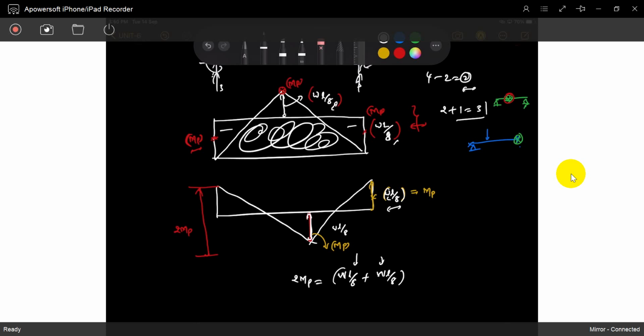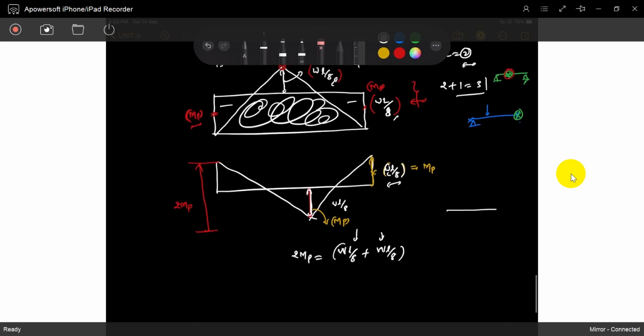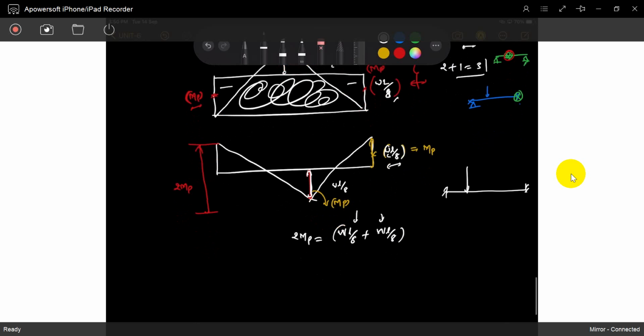That's it now. If it is a different situation, where the load is acting elsewhere, what is the bending moment diagram? This is the bending moment diagram. Got the idea? Now you have to find the bending moment at that location. This is also MP, this is also MP.